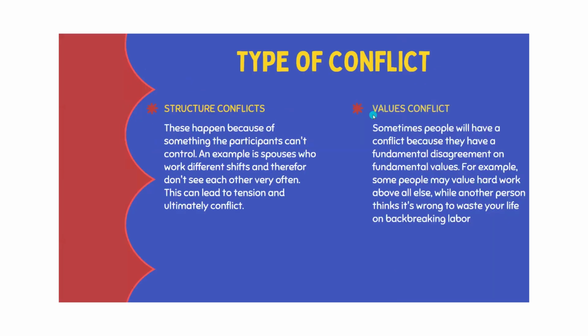And next, we're gonna talk about the types of conflict. So first is the structural conflicts. Structural conflicts happen because of something the participants can control. An example is spouses who work different shifts and therefore don't see each other very often. This can lead to tension and ultimately conflict. After that is a values conflict. Sometimes people will have a conflict because they have a fundamental disagreement on values. For example, some people may value hard work above all else, while another person thinks it's wrong to waste your life on back-breaking labor.